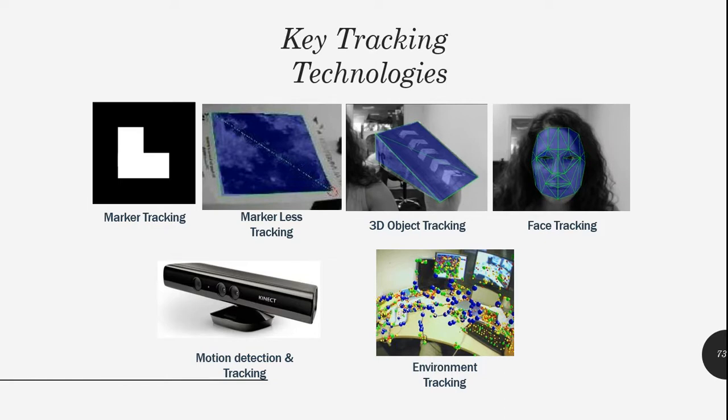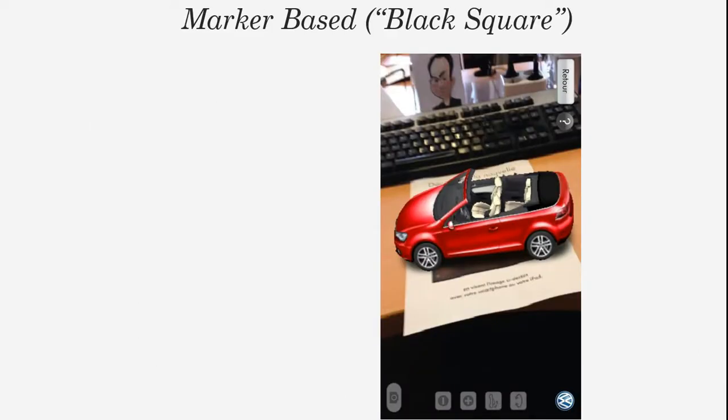We have marker-based tracking, markerless tracking, 3D objects tracking, face tracking, motion detection tracking, environment tracking, etc. So, in this class, we will be discussing marker-based tracking, markerless tracking, location-based tracking, and at the end, simulation, localization, and mapping. So, what is marker-based tracking?